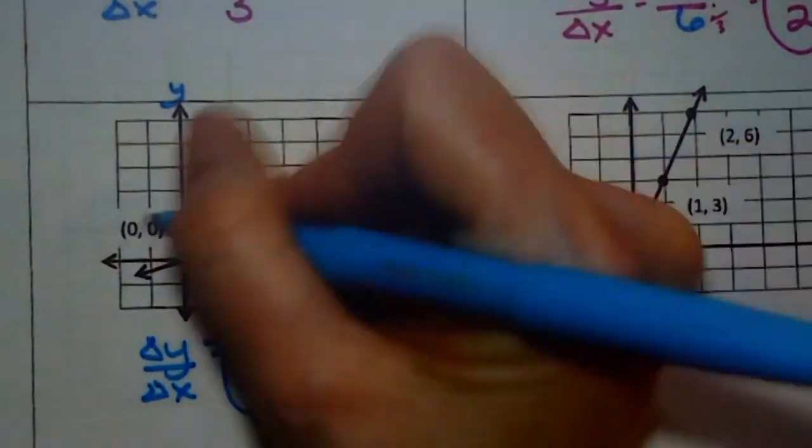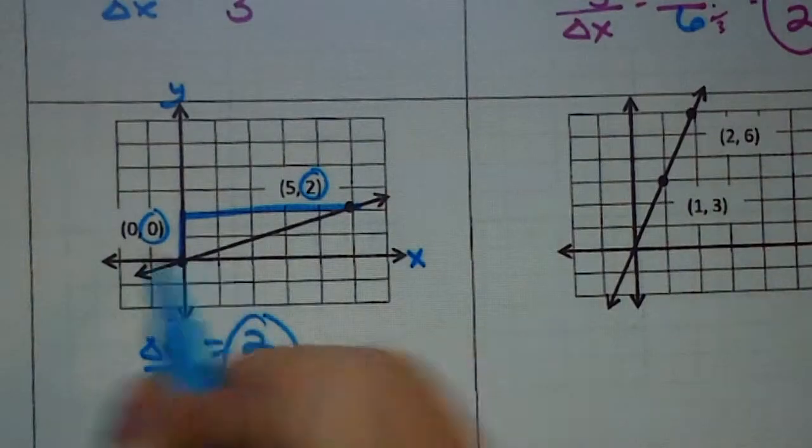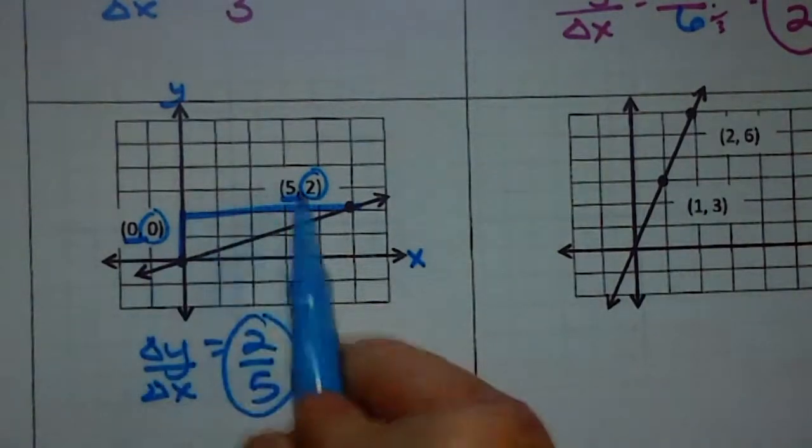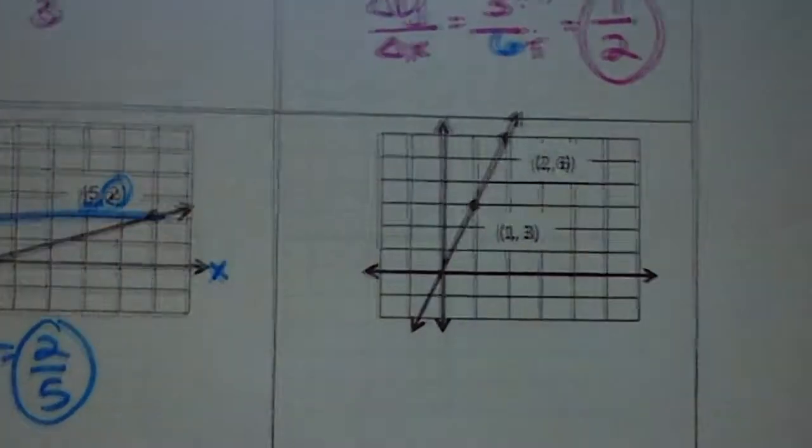All right, and again, you could look at it as, okay, my change in y, I'm going from 0 to 2, so that's a change of 2. For my x's, I'm going from 0 to 5, so that's a change of 5. Same concept here.